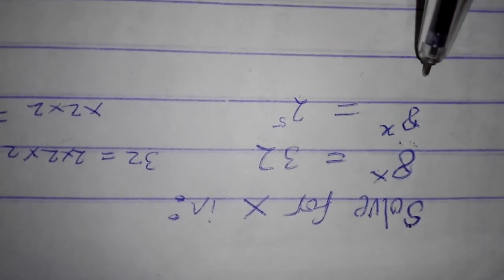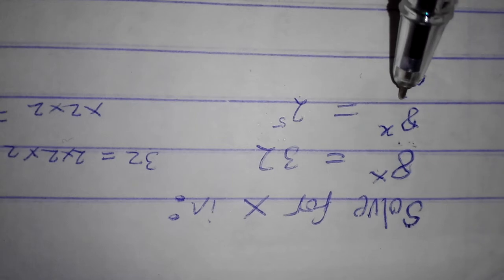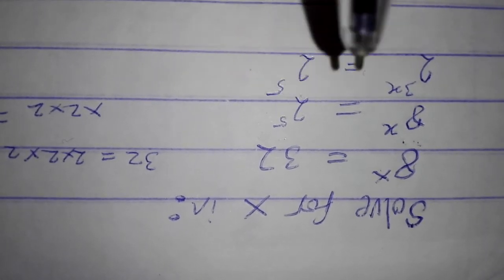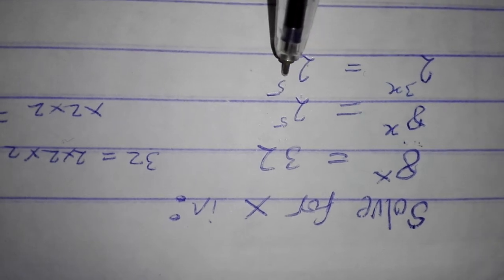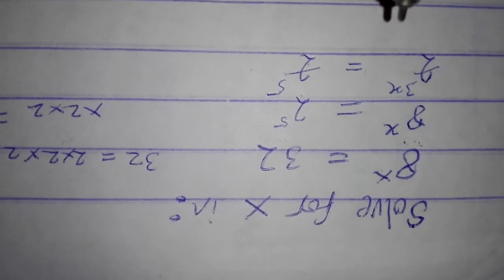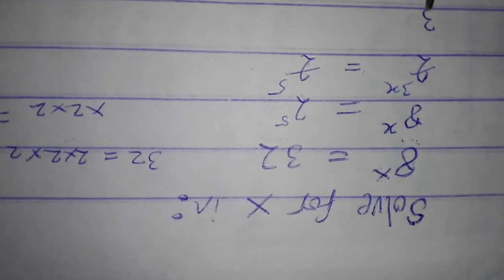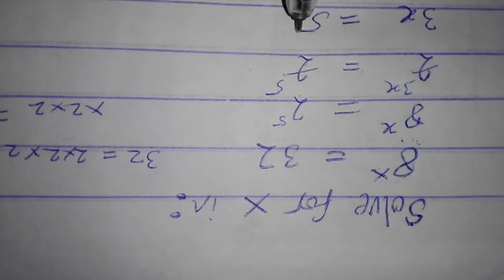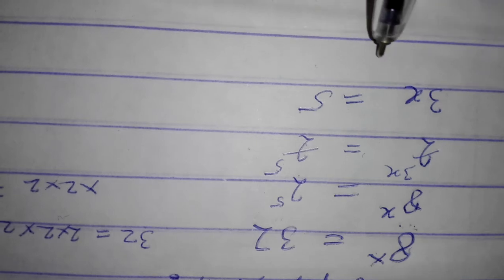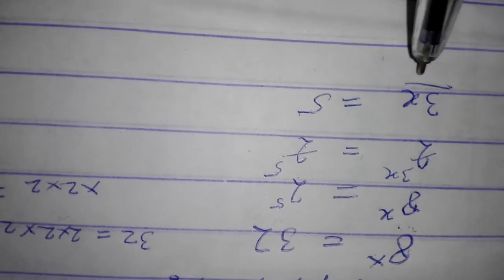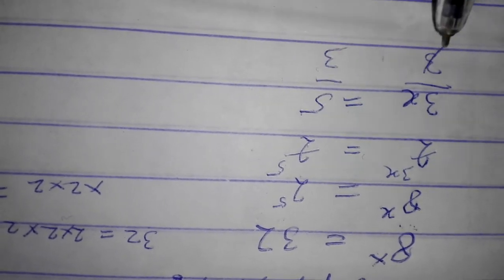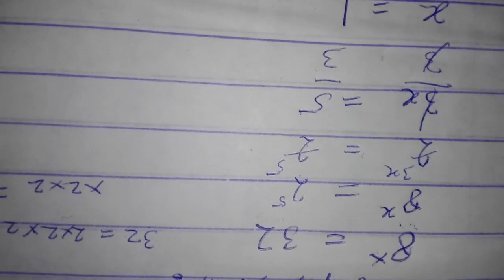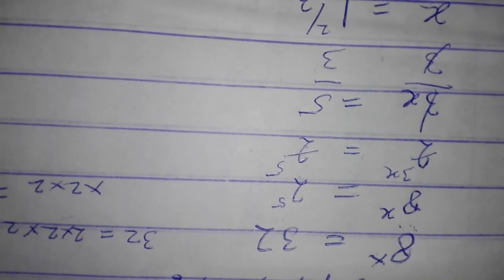So all you have to do is to write 2 raised to power 3x is equal to 2 raised to power 5. As you can see now, they have the same base. So these two are not relevant. So you now have 3x is equal to 5. So in other words, in order for you to get x, you now divide both sides by 3. So x is equal to 1 whole number 2 over 3.